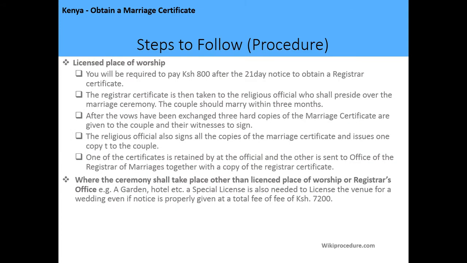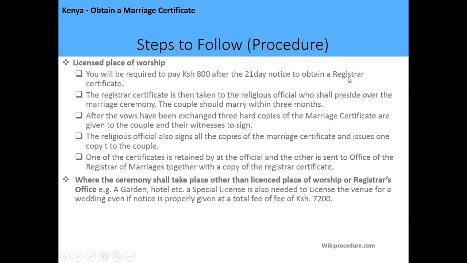The second way is if the marriage is going to take place in a licensed place of worship. Now this is in the case of a Christian wedding or a Hindu wedding. You will be required to pay 800 shillings after the 21-day notice, and you'll be given a registrar certificate. The registrar certificate, you'll have to take it to the religious official who is going to preside over your marriage ceremony, and you have to note that the marriage should take place within 3 months after you've been issued with the registrar certificate.